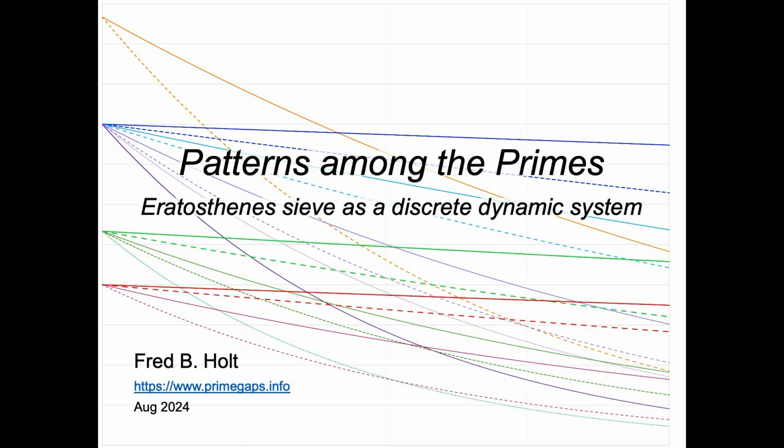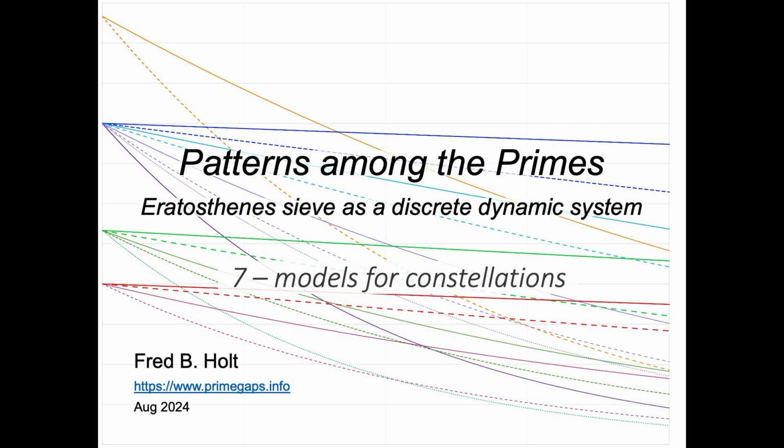Welcome. This is the seventh video in our series on patterns among the primes, in which we study the cycles of gaps in Eratosthenes' sieve as a discrete dynamic system. In this episode, we'll look at models for constellations of gaps.